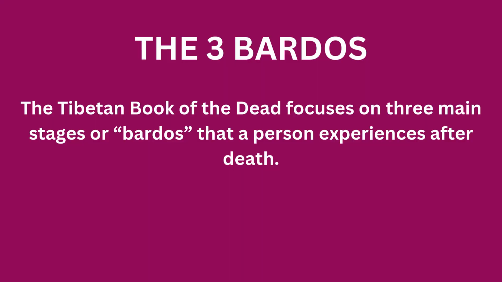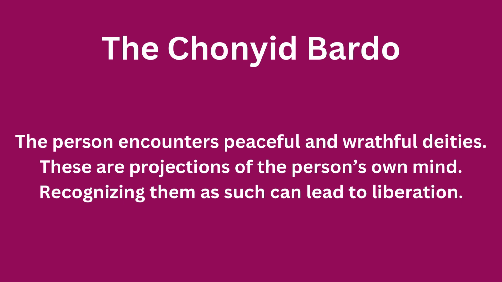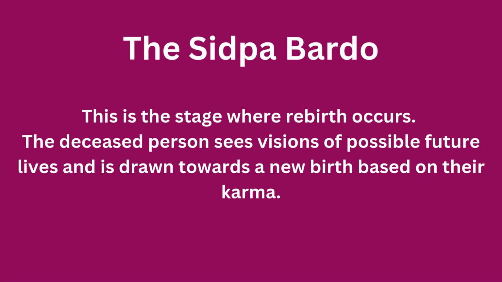The Tibetan Book of the Dead focuses on 3 stages or bardos a person experiences after death. The Chikai Bardo, this is the moment of death when the clear light of reality appears. If a person can merge with this light, it offers a chance for liberation. The Chonyid Bardo, in this stage, the person encounters peaceful and wrathful deities. These are projections of their own mind, and recognizing them as such can lead to liberation. The Sidpa Bardo, this is the stage where rebirth occurs. The deceased sees visions of possible future lives and is drawn toward a new birth based on their karma.